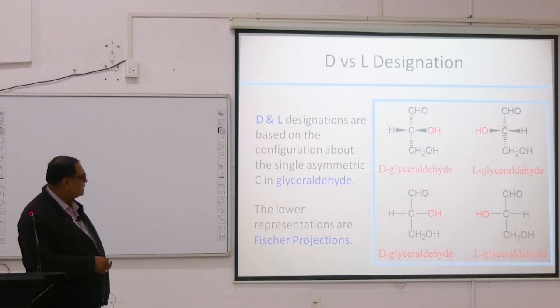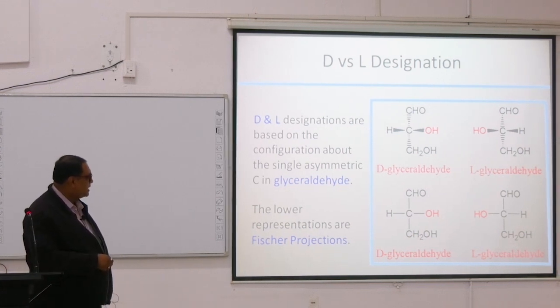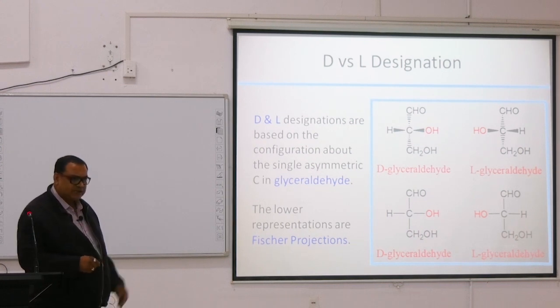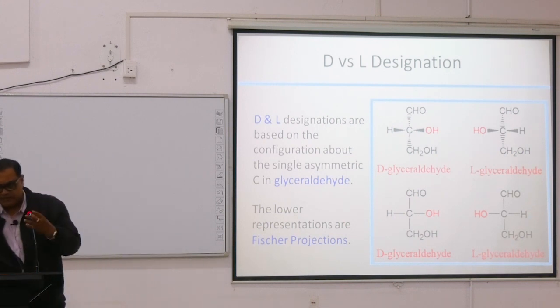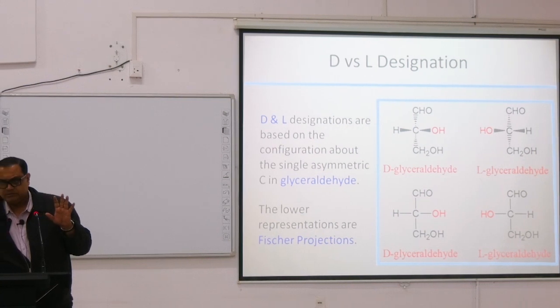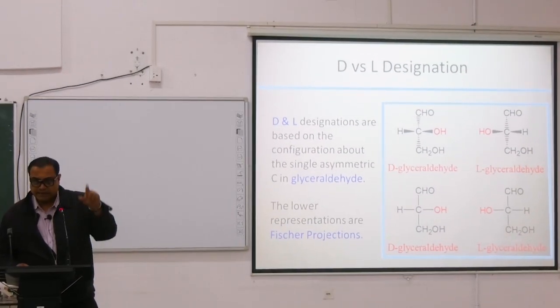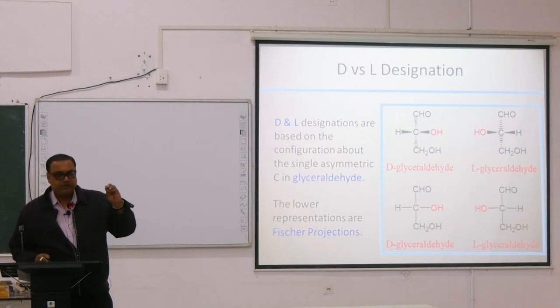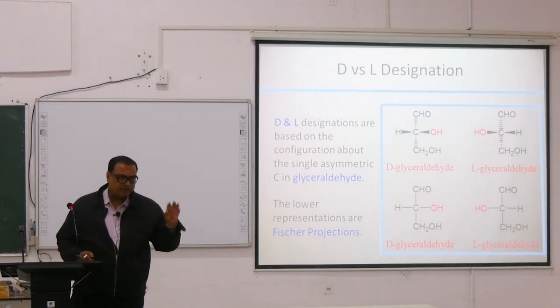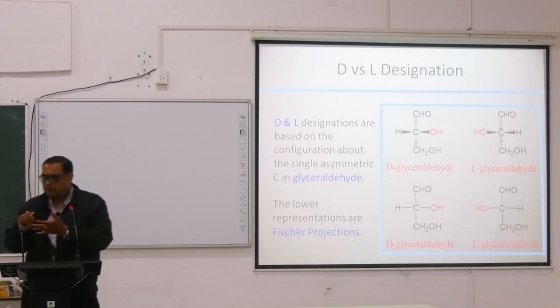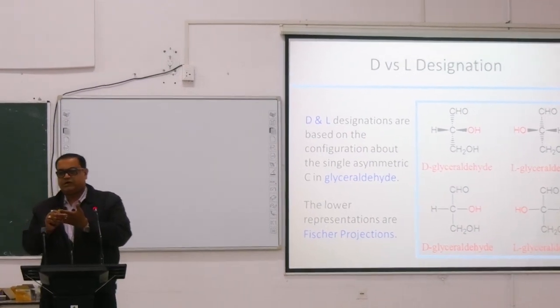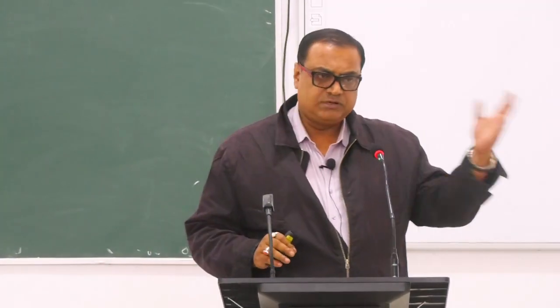When the penultimate carbon atom is having OH on right hand side, penultimate means last but one, the OH group resides on right hand side, then it is called D, capital D, isoform. It is a way of expression of molecules in 2 dimensions on paper. When you draw the structure on paper, if the last but one carbon atom has OH on the right hand side, we call it D. If the last but one OH is on the left hand side, we call it L, capital L. Small l is different.